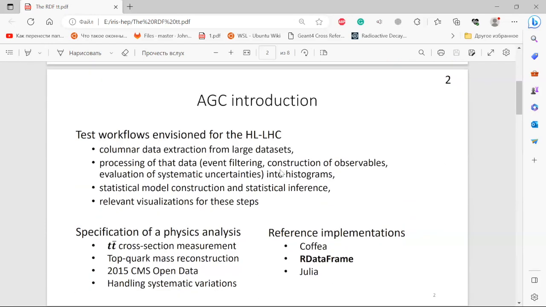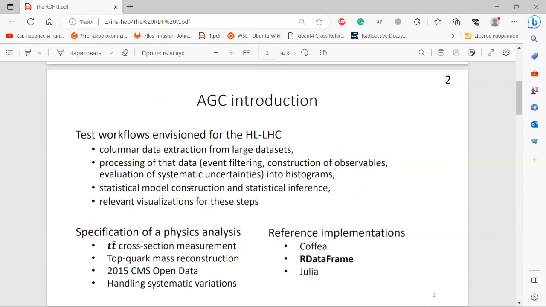I want to start with a brief introduction to AGC. The Analysis Grand Challenge aims to test at scale relevant physics analysis workflows envisioned for the high luminosity LHC, from data delivery to statistical inference. All different parts of the analysis pipeline can be implemented and executed separately to test many tools developed for HEP data analysis.